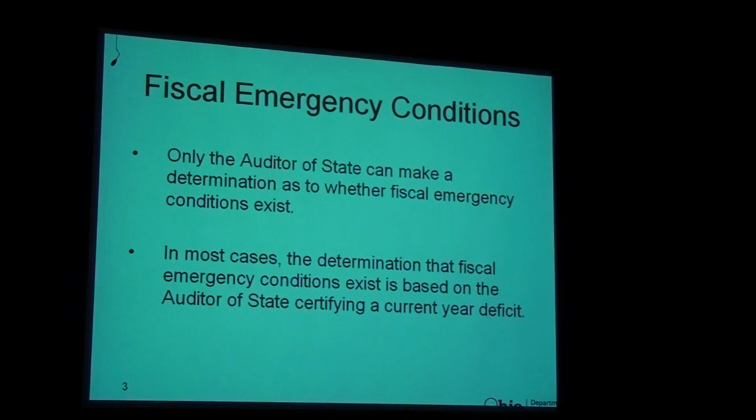Some things about the conditions. Only the auditor of state can make a determination whether fiscal emergency conditions exist. In most cases, that is if the auditor has certified the deficit. Each year, the auditor of state will be in the district and will certify the deficit to make sure that everybody understands what it is. That's Mr. Thompson. That would be part of his role, or his office's role, coming in to do that.